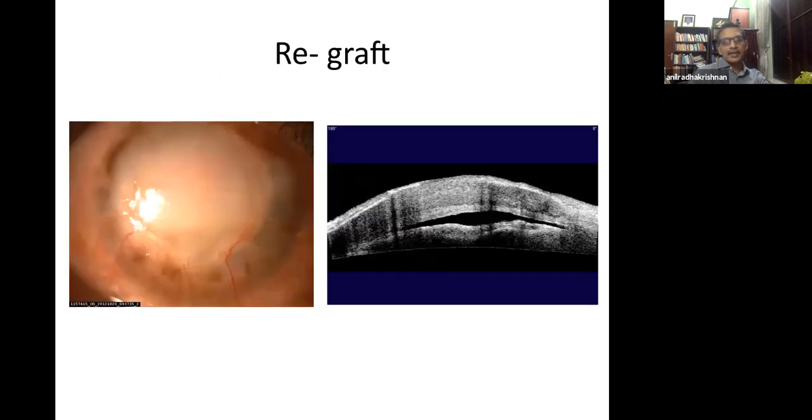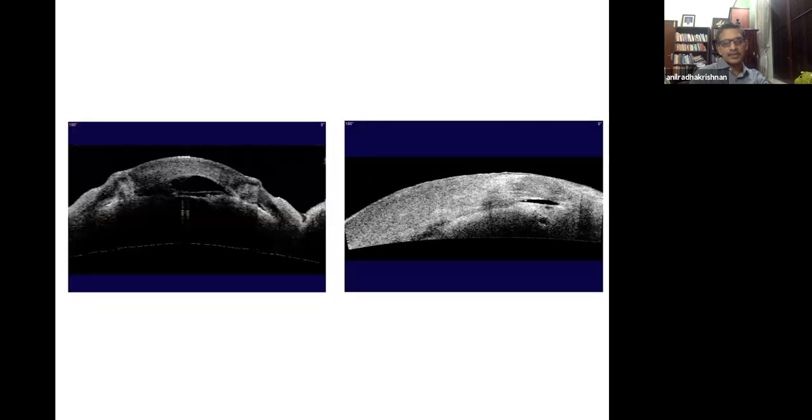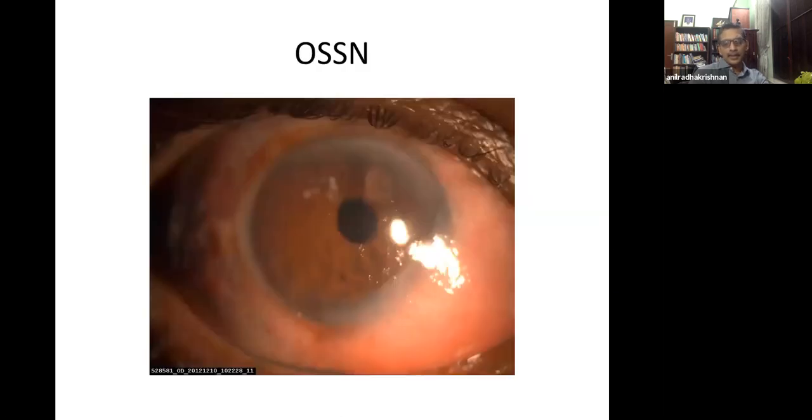You want to consider regraft. If you have a patient like this, you do an OCT and see that the iris is in close proximity with the grafted cornea. I don't think regraft is a very good idea. The other eye vision is good. You see in multiple quadrants and you see that a lot of synechiae are there all around. It's not a good idea to do another keratoplasty.